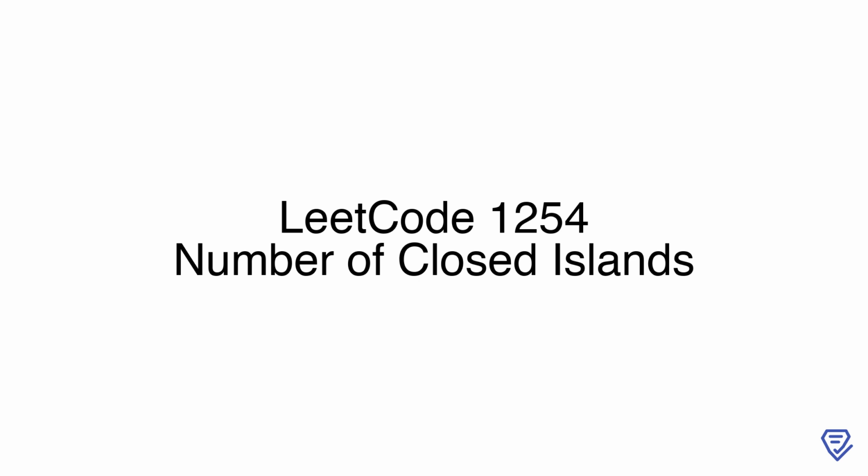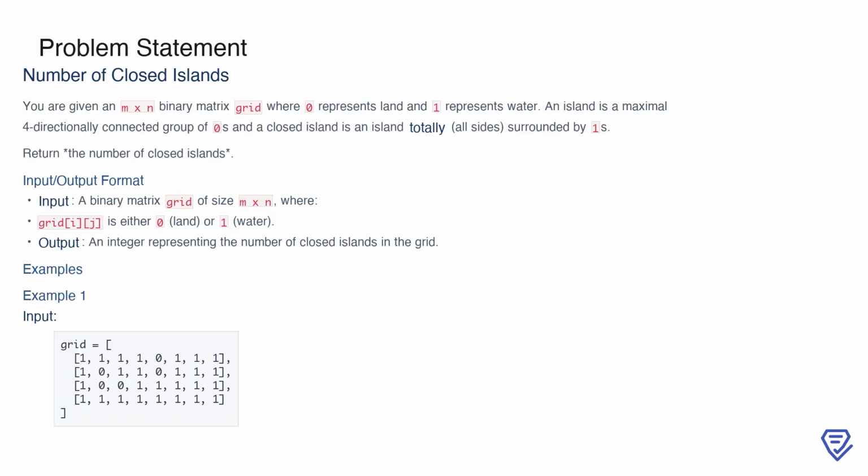Let's dive in. In this problem, you are given a grid representing a map where each cell is either land, marked as 0, or water, marked as 1. An island is defined as a group of connected 0s, where connectivity is determined by moving in one of the four cardinal directions: up, down, left, or right. A closed island is a special type of island that is completely surrounded by water on all sides, meaning no part of the island touches the boundary of the grid.